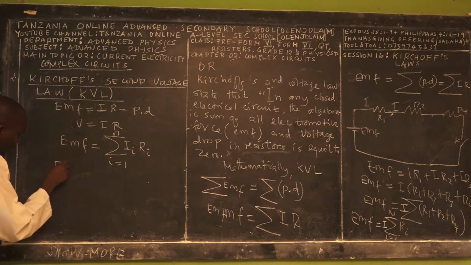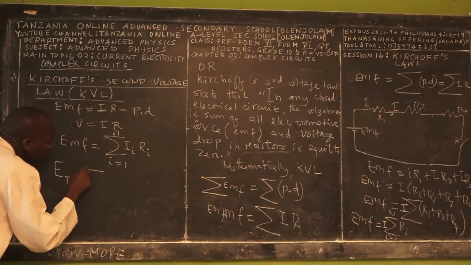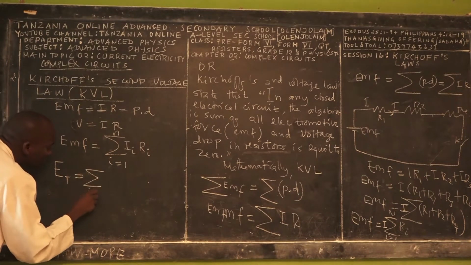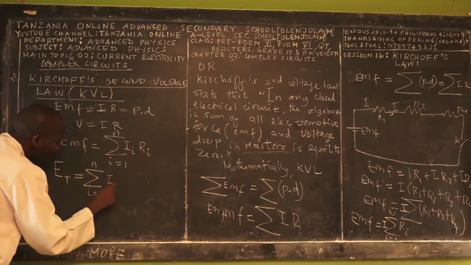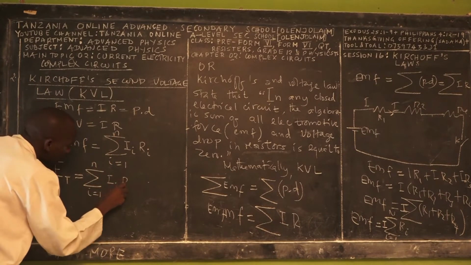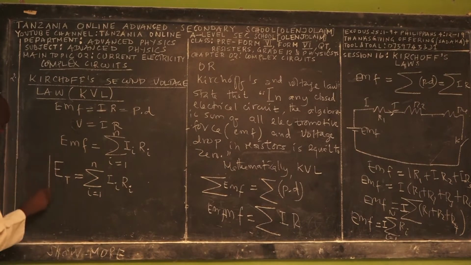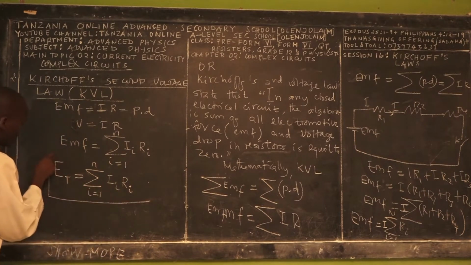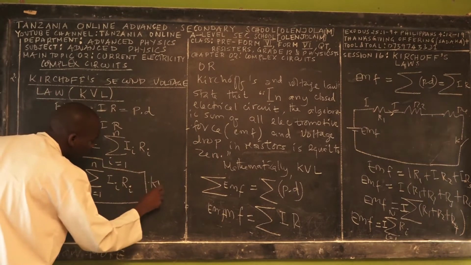You can say that the total electromotive force, or the algebraic sum of electromotive force, is equal to the sigma notation, i equals 1 to N, of current I times resistance R sub i. This way. So this is a very important formula that we use in dealing with Kirchhoff's voltage law.